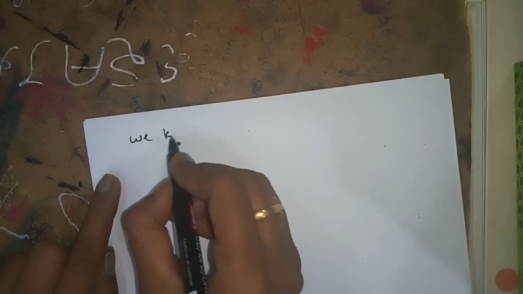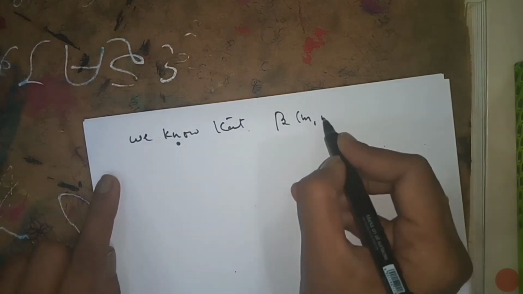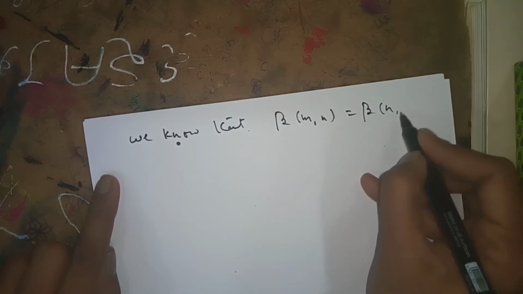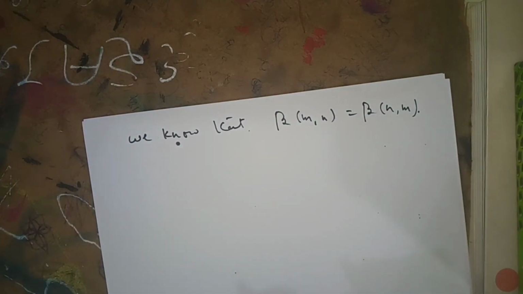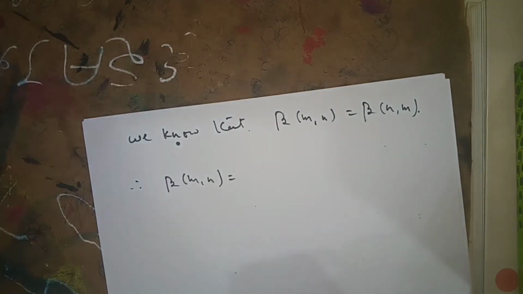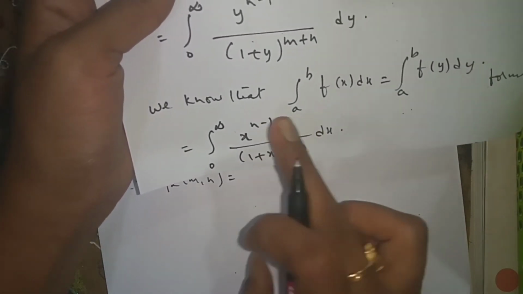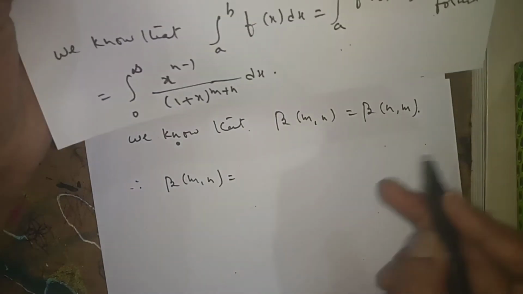But we know that the first formula we derived: beta of m comma n is equal to beta of n comma m. We just proved that beta of m comma n is equal to beta of n comma m. Therefore, in beta of m comma n, wherever n is there, we write m, and wherever m is there, we write n minus 1.